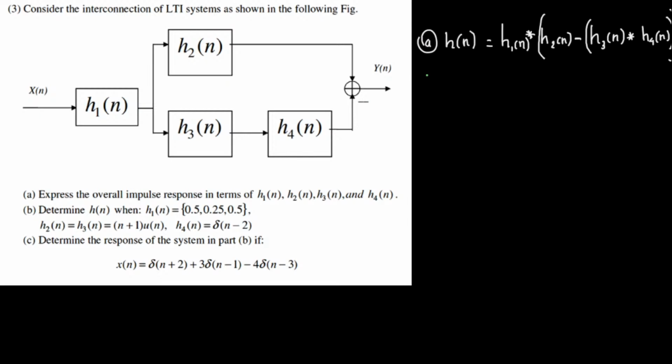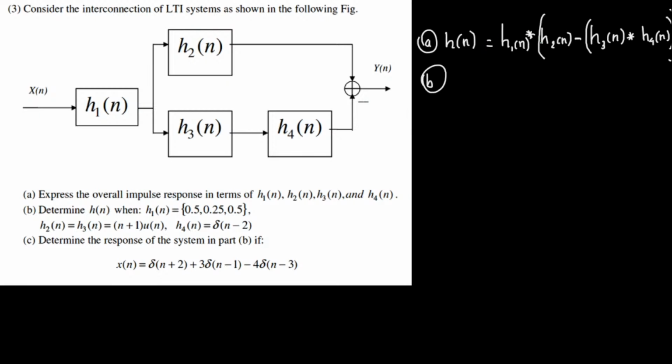Let's look at the B part. In the B part, they are asking to determine h of n when h1 of n is 0.5, 0.25, 0.5, and h2 of n, h3 of n is equal to n plus 1 u of n, and h4 of n is equal to delta of n minus 2. Okay, so let's see how to do that.